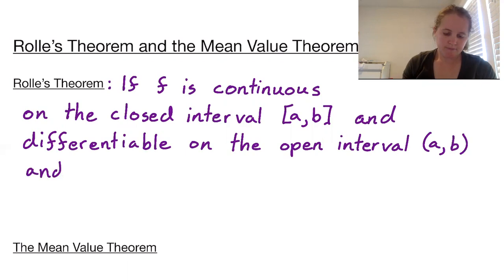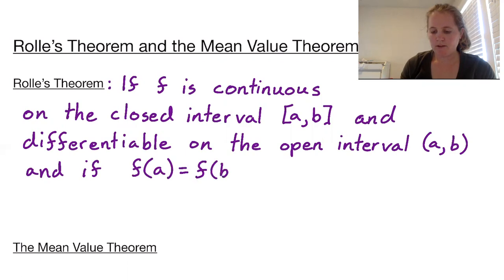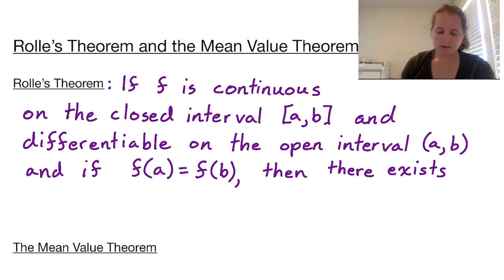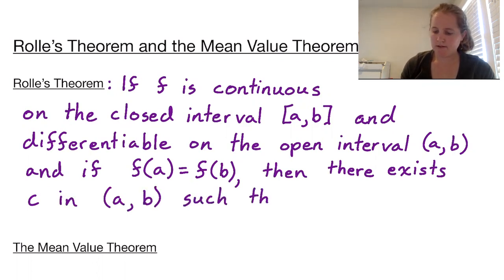and if f of A equals f of B, then there exists C in the open interval AB such that f prime of C equals 0.